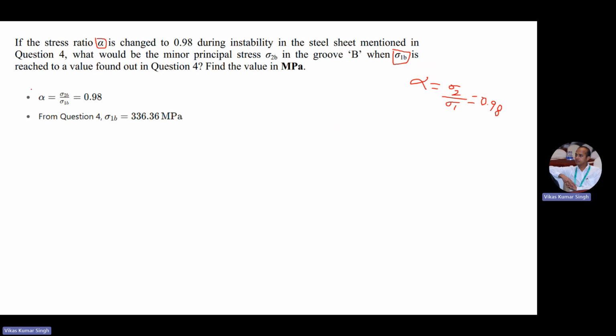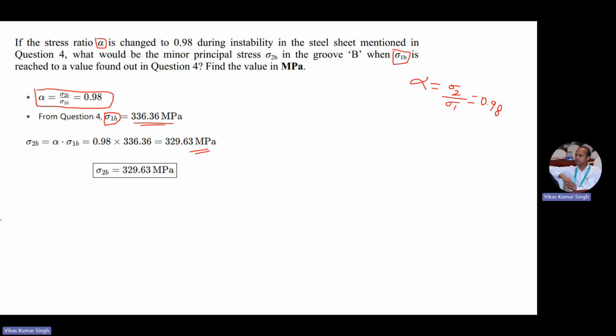So alpha is given here, and from the previous question we have sigma 1B in this direction. Just use alpha, as alpha is nothing but the ratio of these two stresses. So sigma 2B we can easily calculate just by putting in this value. It's a very simple question. So we solve this. I hope this is clear, and our final answer will be this one.